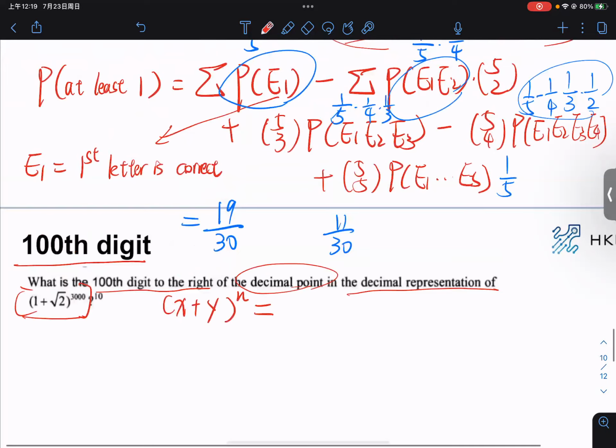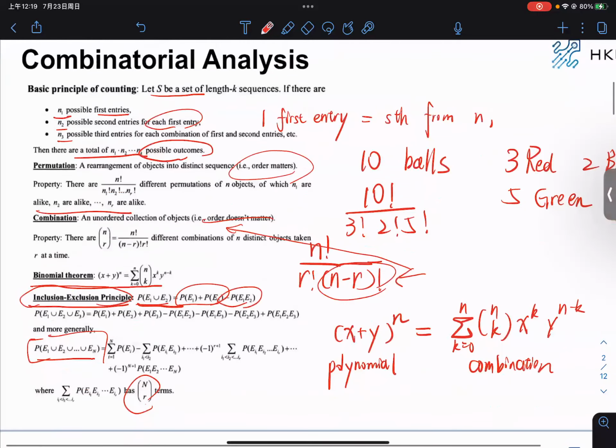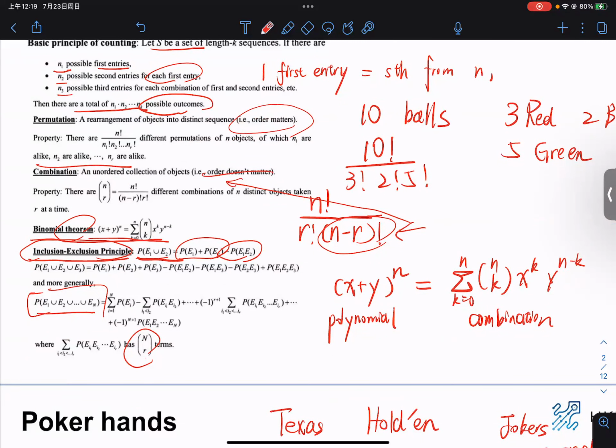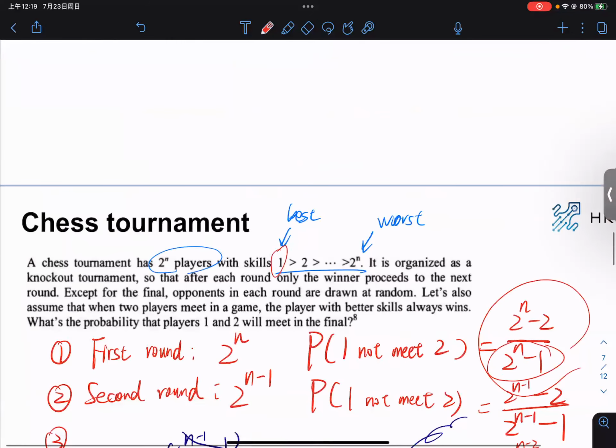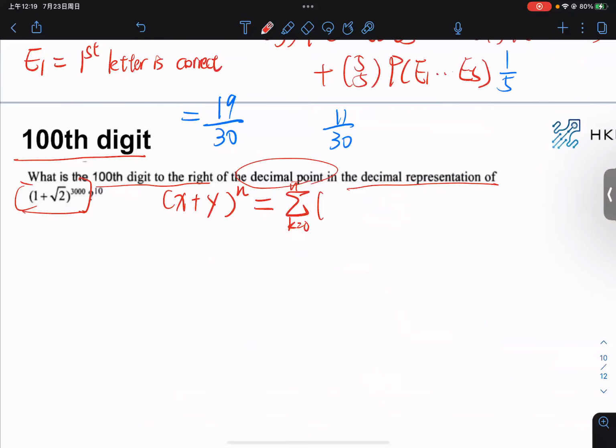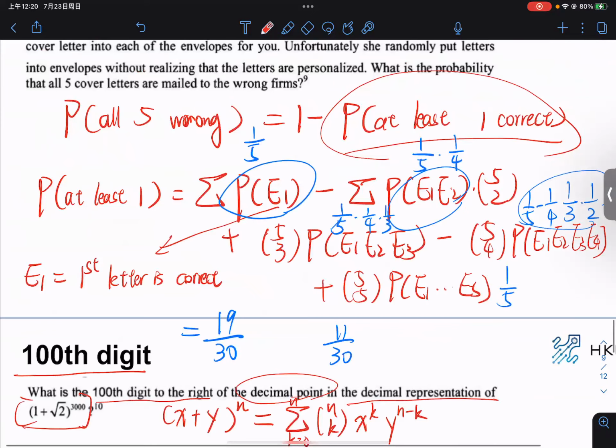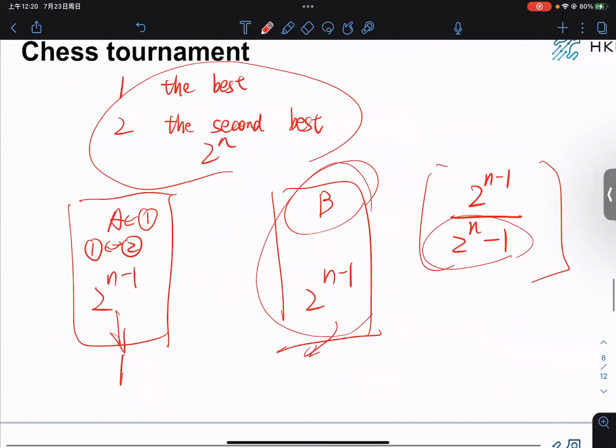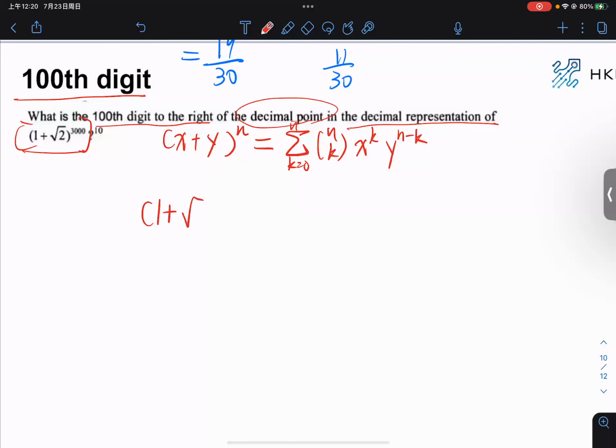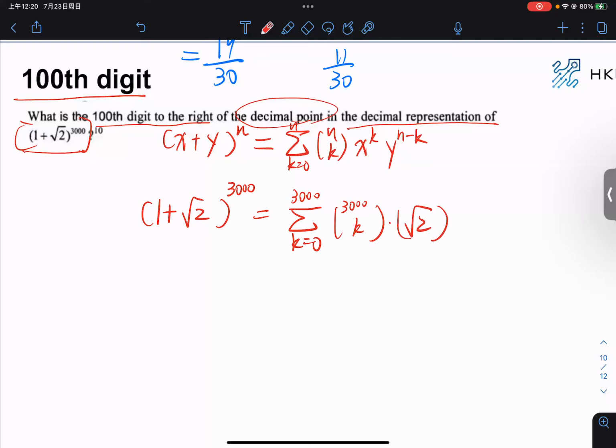And do we still remember the binomial theorem? This one here. So now let's write it down. This is going to be the sum of k equal to 0 to n, n choose k, x to the k, y to the n minus k, right? Okay, let me confirm I didn't write anything wrong. Yeah, we are good. So let's put this in here. So (1 plus square root 2) to the 3000 is going to be the sum of k equal to 0 to 3000, 3000 choose k, and x is just 1, right? So 1 to the k must be 1. So we need to take care of the square root 2 to the 3000 minus k.